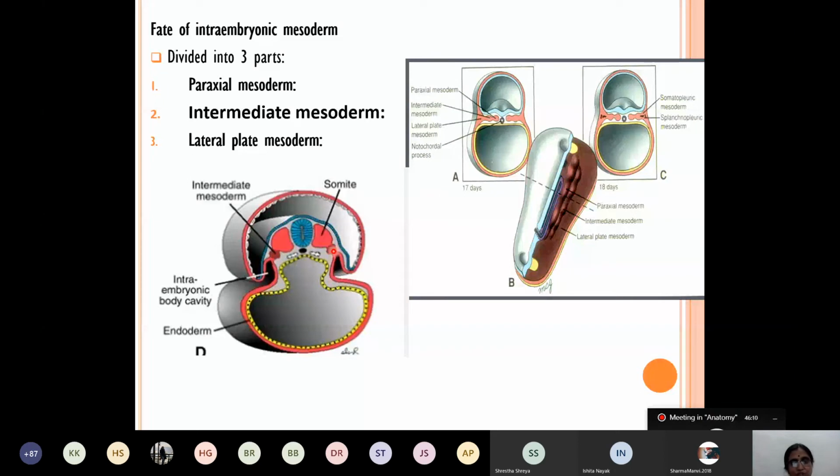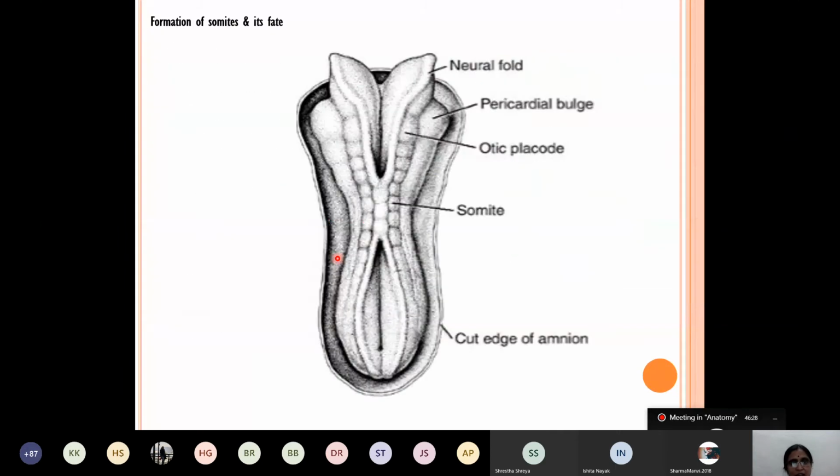Intermediate mesoderm gives rise to the urogenital system. The lateral plate mesoderm splits to form the somatopleuric and splanchnopleuric layers. And this is the intraembryonic cavity, which gives rise to our future pericardial cavity for the heart, pleural cavity for the lungs, and peritoneal cavity in the abdomen. These are the somites, my dear student.